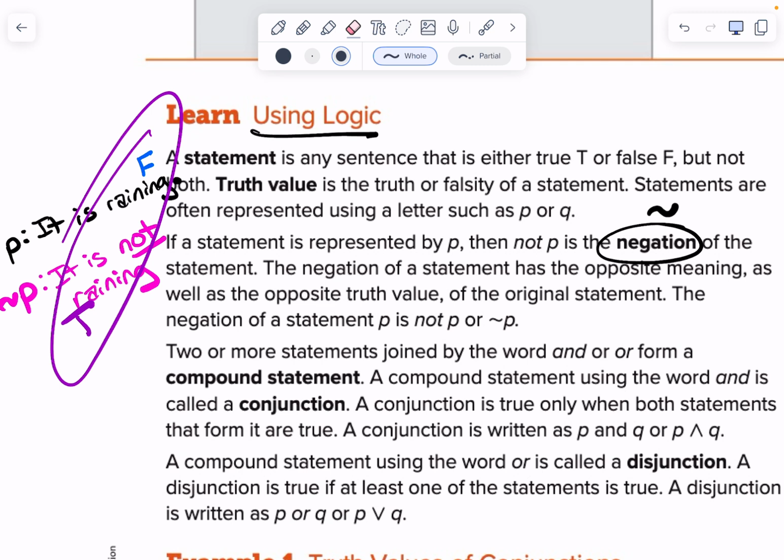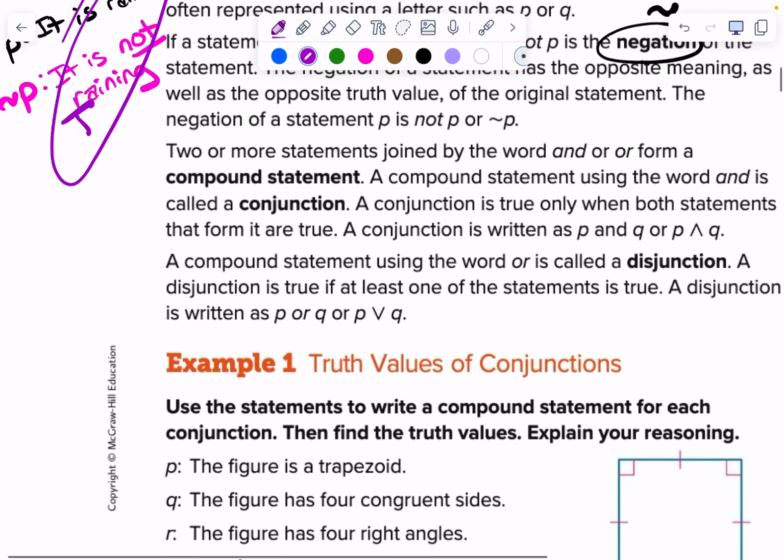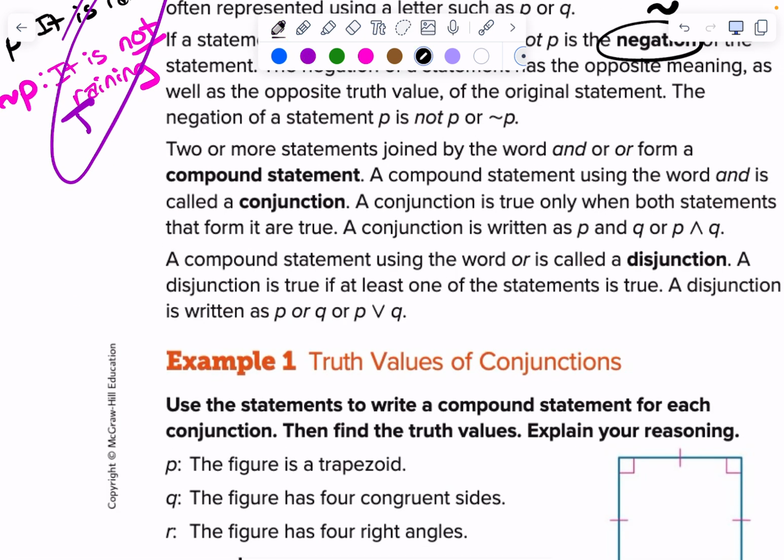Now, we're going to add more statements in there, so they will be called like Q and R and that type of thing. We're going to be talking about 2 statements at once. These are called compound statements, so I might have a P and a Q. So let's talk about some things. I'm going to use a statement P and Q.